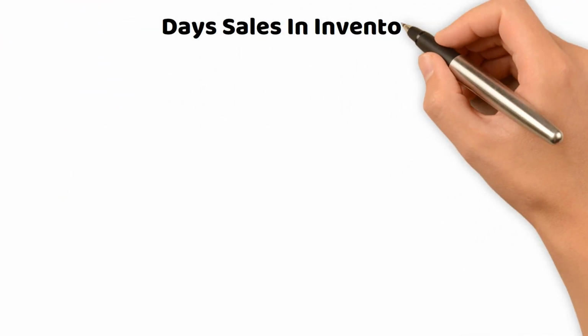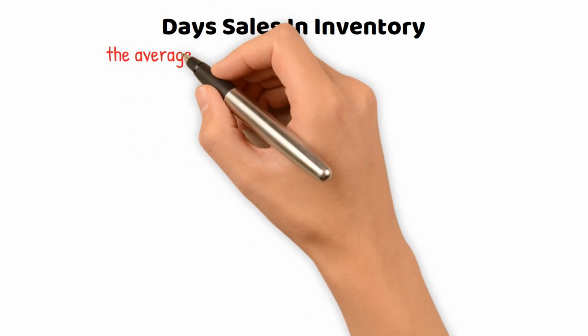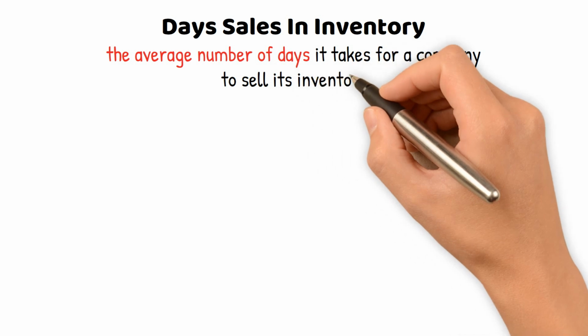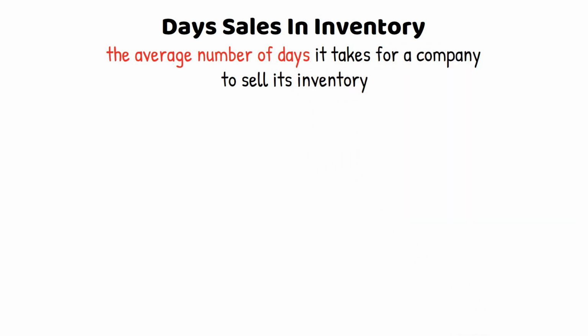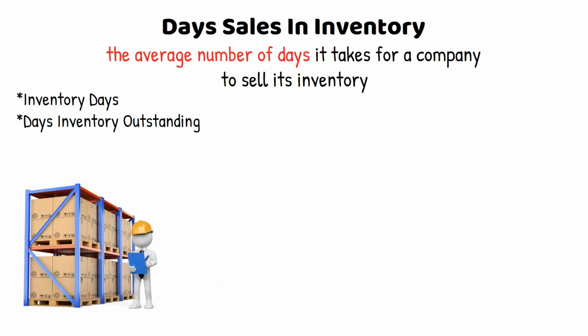Days sales in inventory. Days sales in inventory, or DSI, is a financial ratio that measures the average number of days it takes for a company to sell its inventory. It is also known as inventory days or days inventory outstanding. This metric provides insight into how effectively a company is managing its inventory and can be used to identify potential inventory management issues.